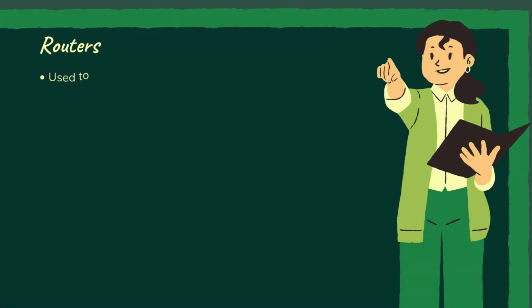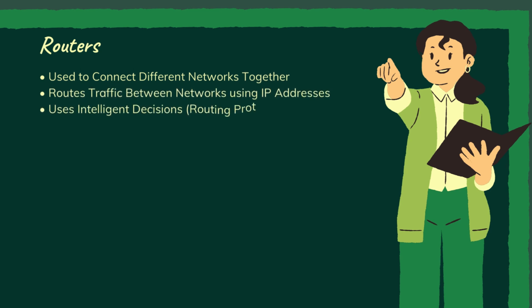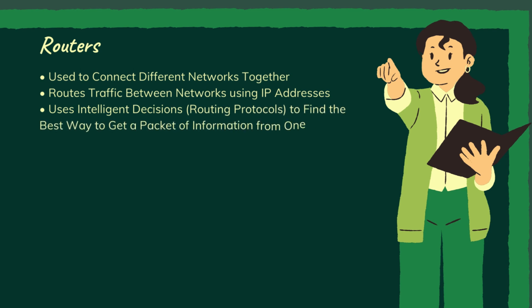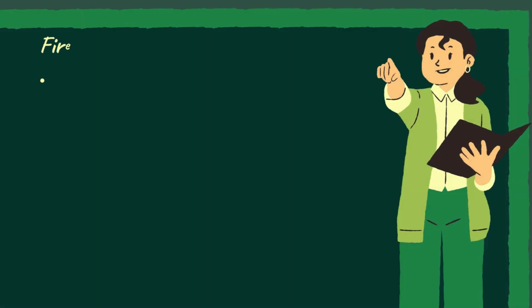Routers. Used to connect different networks together. Routes traffic between networks using IP addresses. Uses intelligent decisions, routing protocols, to find the best way to get a packet of information from one network to another. Breaks up broadcast domains. OSI Layer 3 device. Layer 3 device.